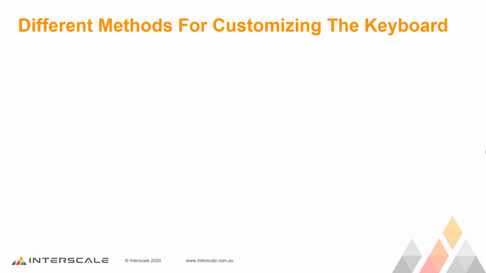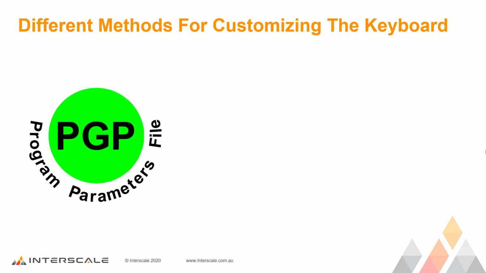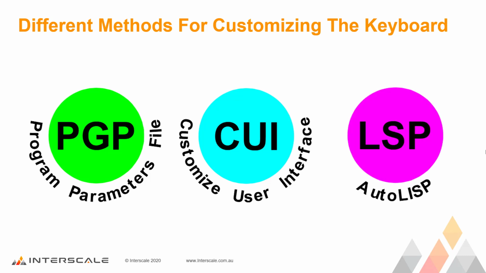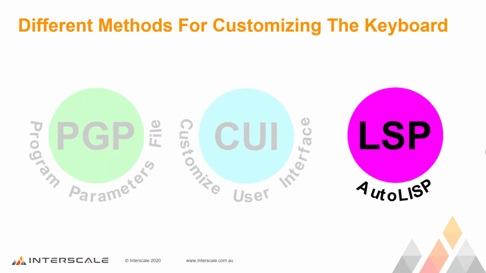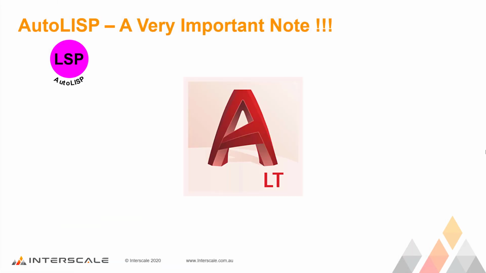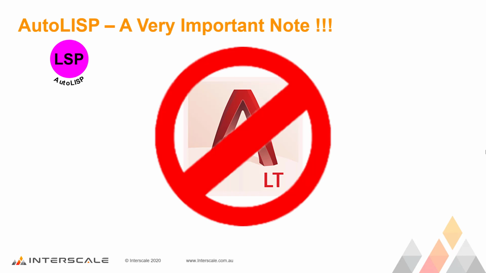We're going to look at 3 different ways of customizing the keyboard inside AutoCAD. The first method is by customizing the PGP or Program Parameters file. The second method is by customizing the CUI or Customize User Interface file. And the third and last method is by creating an LSP or AutoLISP file. So in this session, let's look at the LSP file. One very important note is that Lisp is not available in LT, so this video only applies to AutoCAD users.